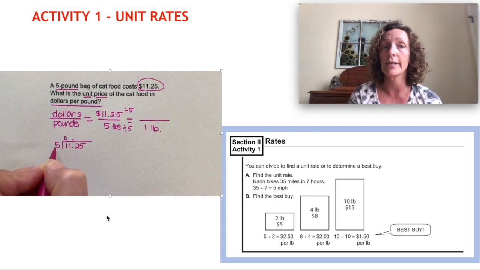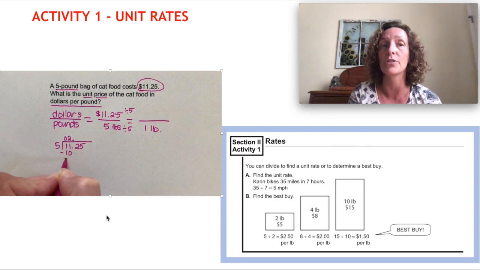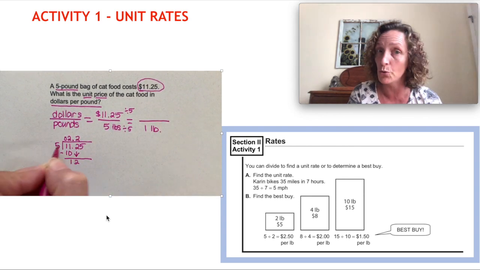So I get started. 5 goes into 1 0 times. It goes into 11 2 times. 2 times 5 is 10. We subtract, we bring down the next digit. 5 goes into 12 2 times.